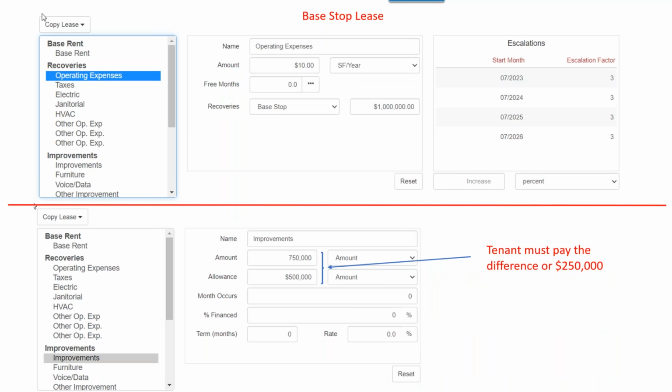And then again, you can put in the information for the operating expenses. So you've got your $750,000 that are improvements, but the allowance is 500,000. So you only had to pay the difference between the two. The tenant has to pay the 250,000, which is what we saw in the previous screen.